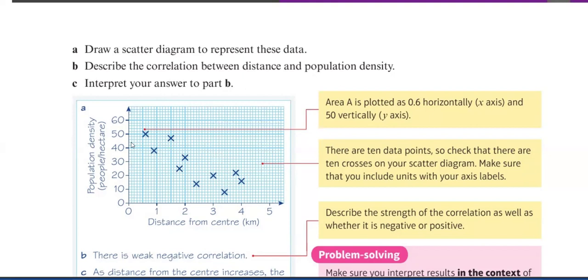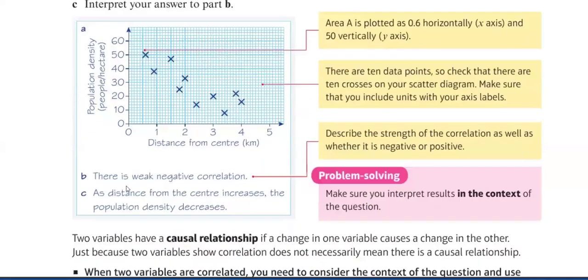First part, draw a scatter diagram like this. Describe the correlation between distance and population density. Interpret your answer to part B. As distance from the center increases, on the x-axis, the independent variable increases, the population density decreases. Therefore, the dependent variable decreases. That's called negative correlation, though it is not a clear negative correlation.